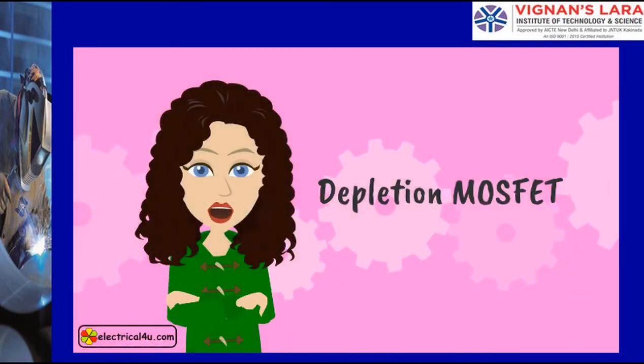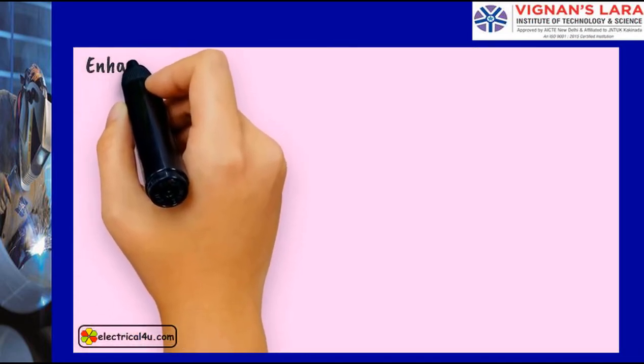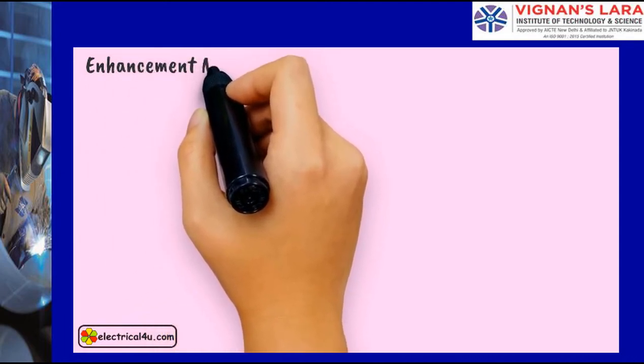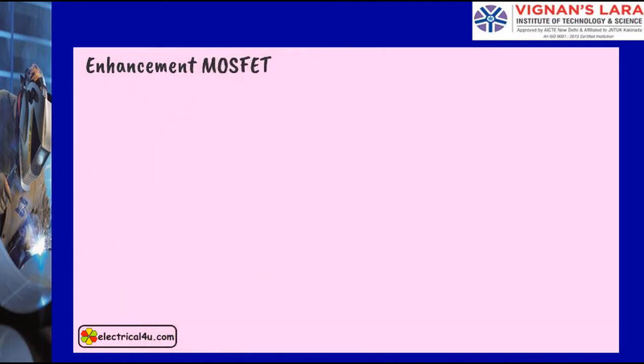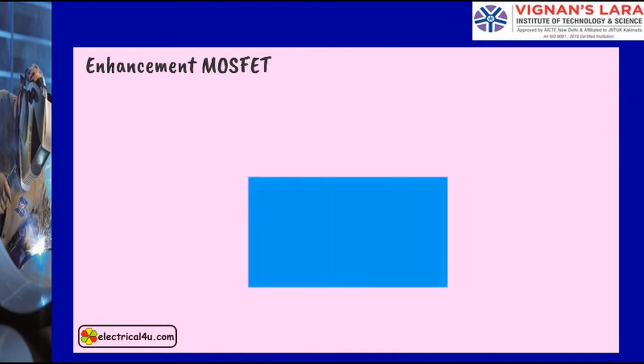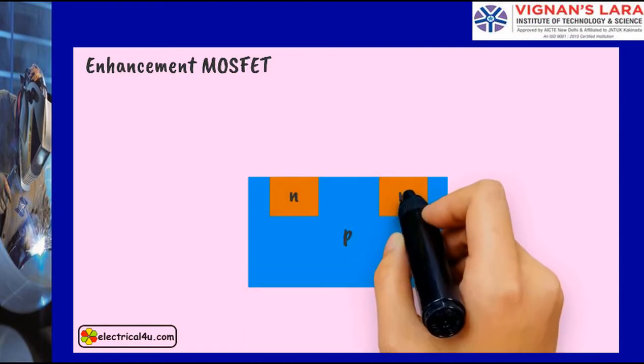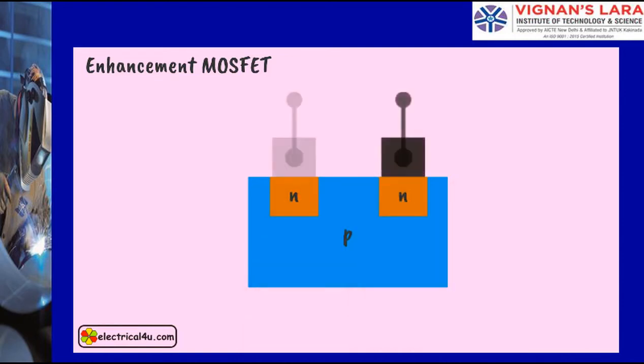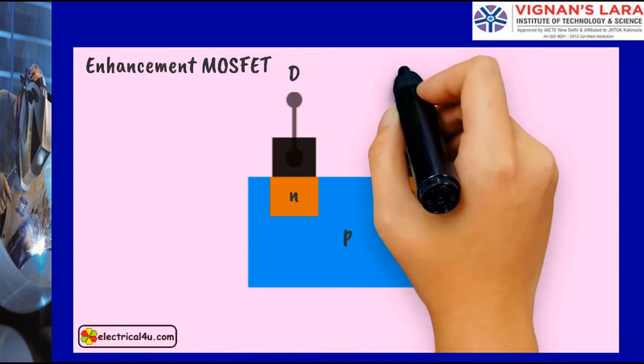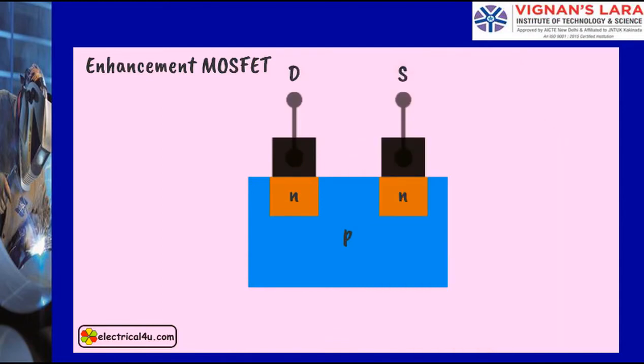Let us discuss depletion MOSFET. For understanding depletion MOSFET, we try first to get a basic idea about enhancement MOSFET. In the enhancement MOSFET, there are two highly doped N regions on one side of a P-type substrate. These two N regions behave as drain and source respectively.